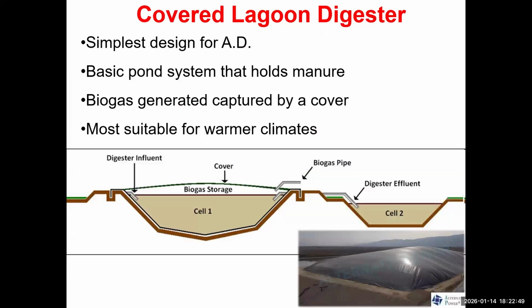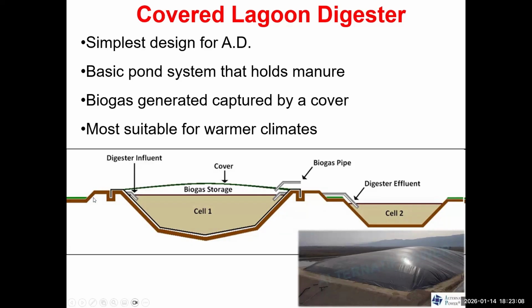So we're going to take some time now and talk about each of these digestion systems. We're going to first look at the covered lagoon digester. It is considered the simplest design for anaerobic digestion.